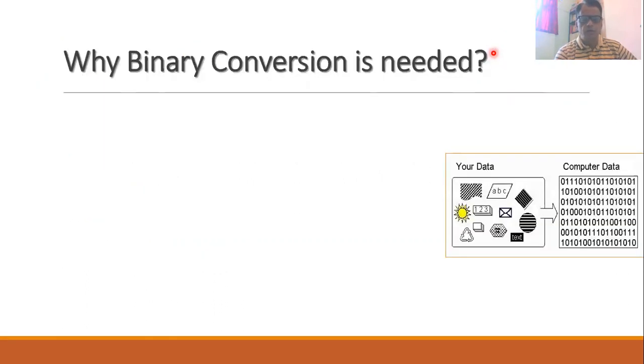So let us first of all start the session with the question: why is binary number conversion needed? Now in real life, you will find that your data can be in a variety of forms. For example, your data can contain letters, your data can contain numbers. Sometimes your data is in email form, sometimes in image form, sometimes in graphical form. So there are different forms of data.